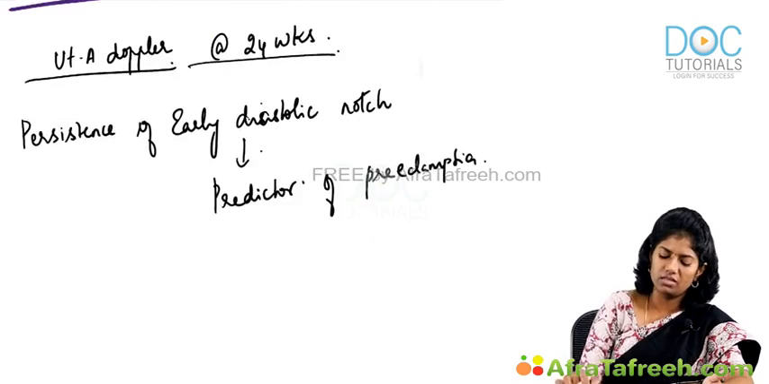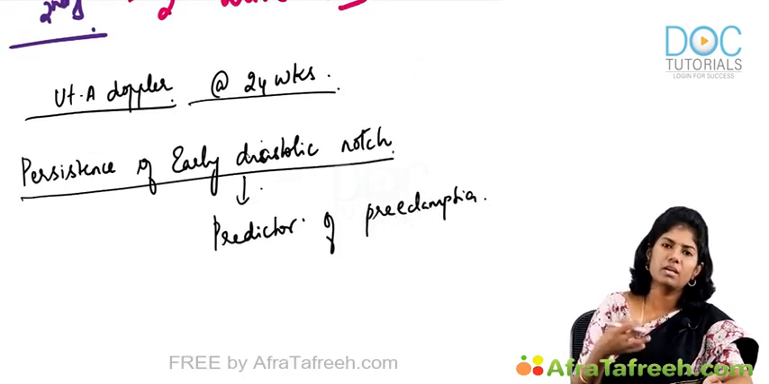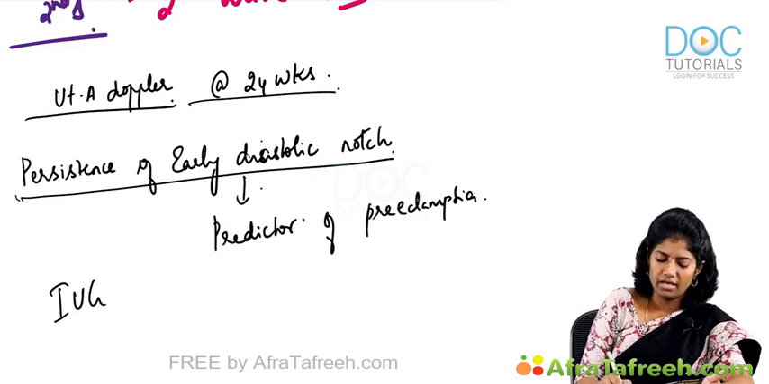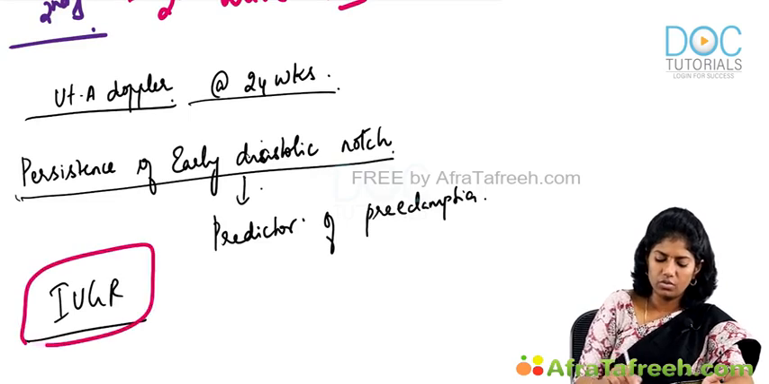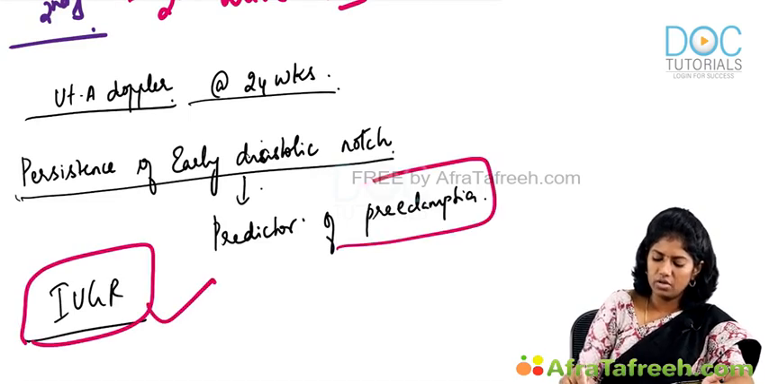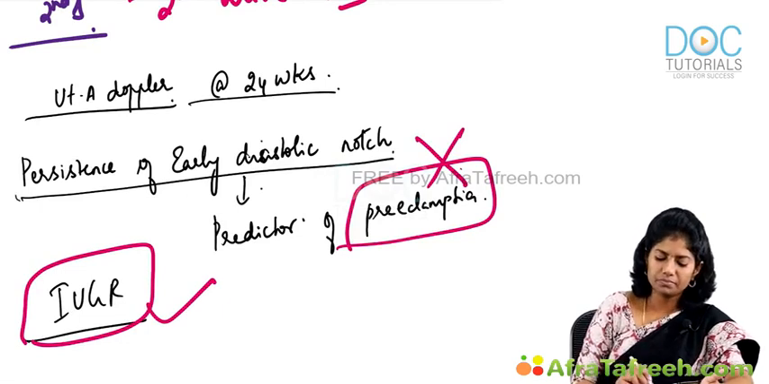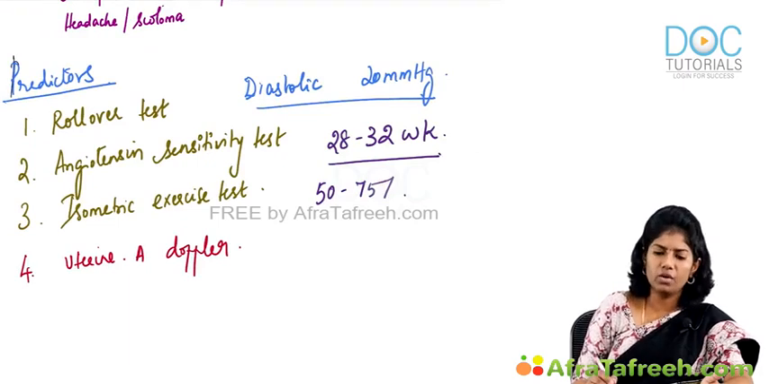Now they say early diastolic notch, though it talks about the implantation, though it talks about the fall in the resistance and the blood pressure, it only predicts IUGR and it does not predict preeclampsia. So, very important information, remember, it only predicts IUGR, it does not predict preeclampsia. Fine. So, this is about uterine artery Doppler.